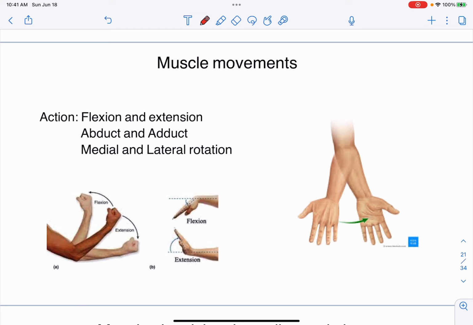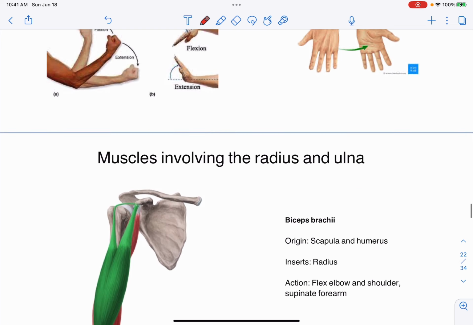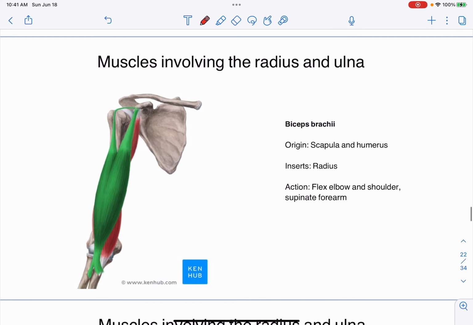This is one of those slides that shows you those muscle movements, the actions, in case you are not familiar with what those actions look like. This is not something that I would test you on, but this is just so that you know what those movements look like. All right, so we will start with the biceps brachii.